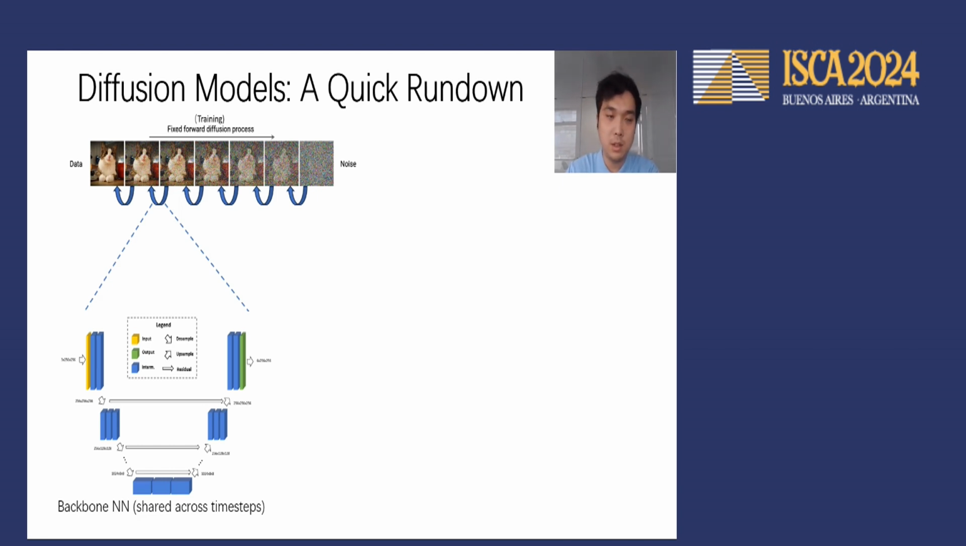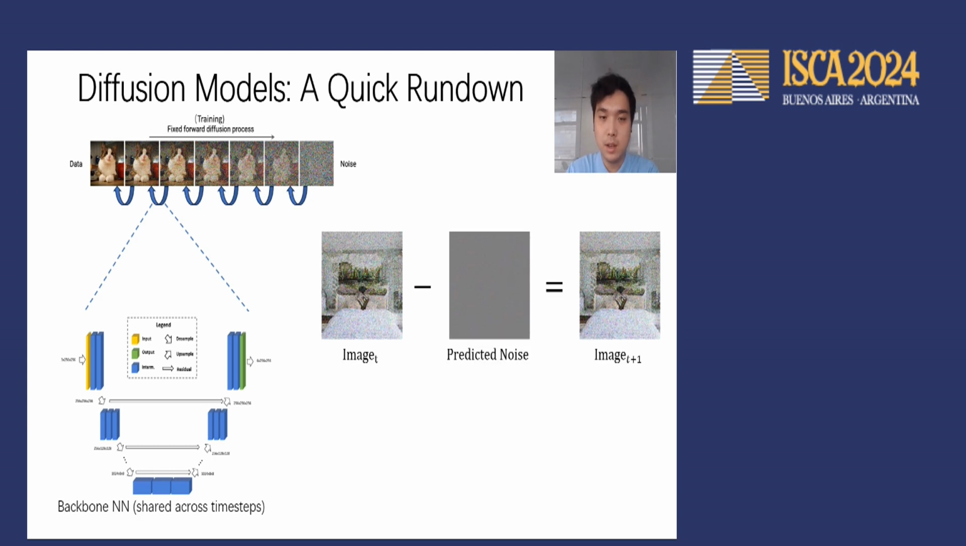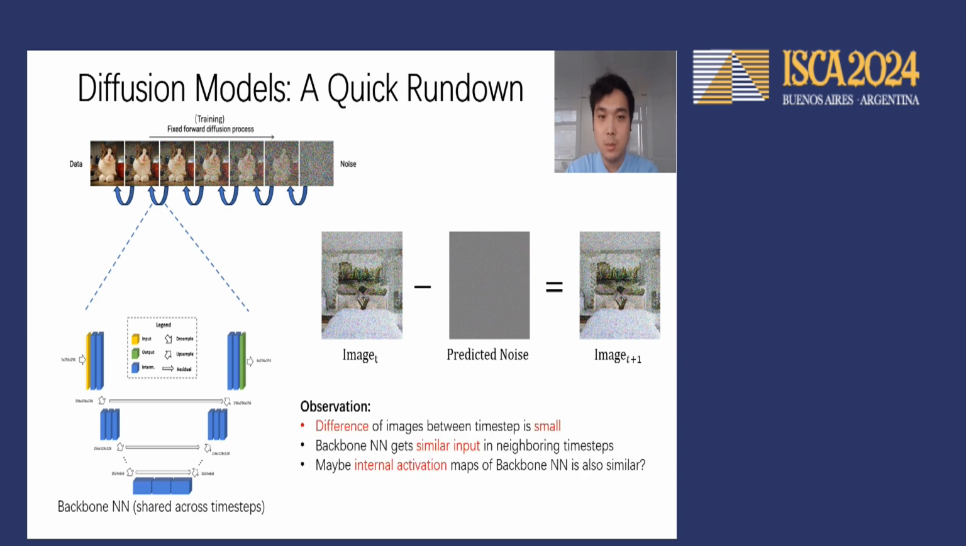This denoising is done by a backbone neural net. In images, it's usually a convolutional net, like this one shown here. The network takes in an image like here, image T, and predicts a noise like this one shown here. And we remove the noise to get one step of denoising. Observe that the images are similar over time steps, and the difference, the predicted noise, is small. Thus, the backbone network gets similar inputs each time. One can guess that maybe similar input images would lead to similar activation maps too.